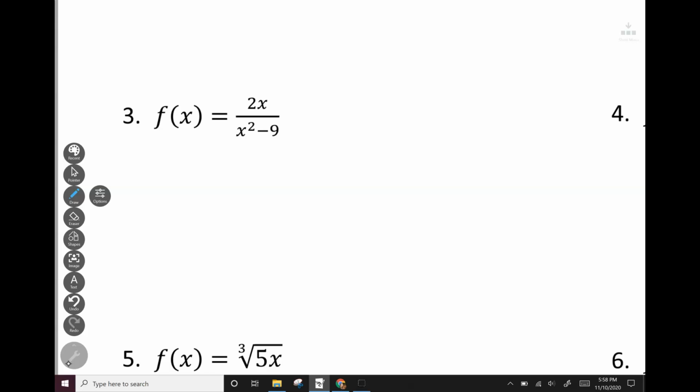Okay, number 3. All right, so we have a fraction again on this one. So remember your denominator, which is x squared minus 9, cannot equal 0. You can put equal 0 or cannot equal 0. I like cannot equal 0 again because it reminds me that x cannot equal that value. And why? Remember, it's because those values would make you divide by 0 when you plug them back in. You can't divide by 0.